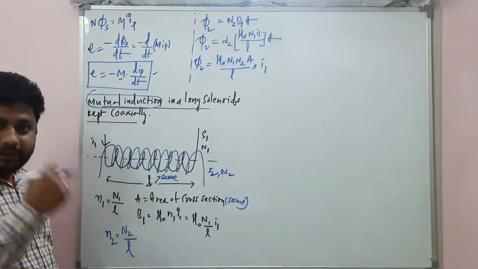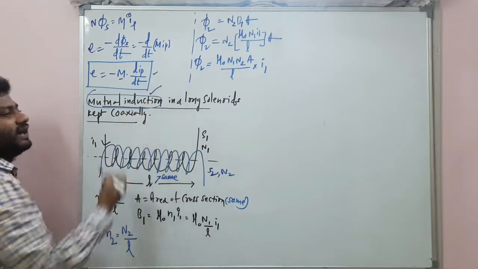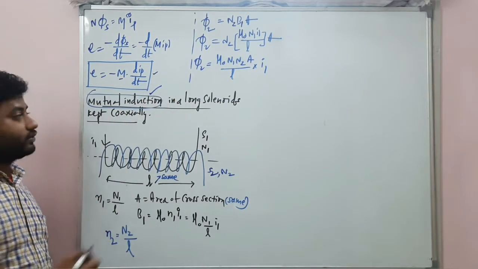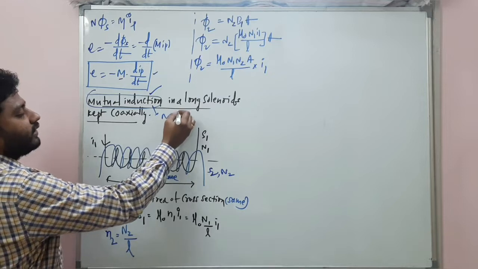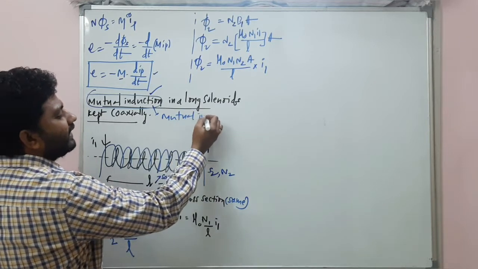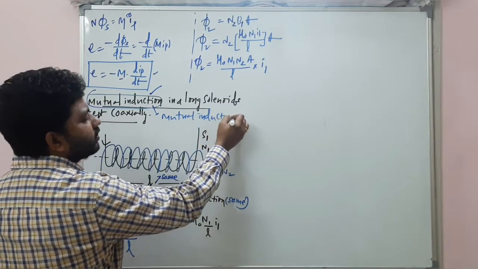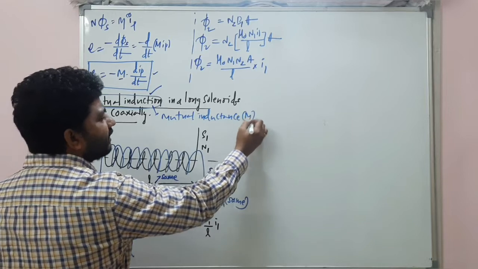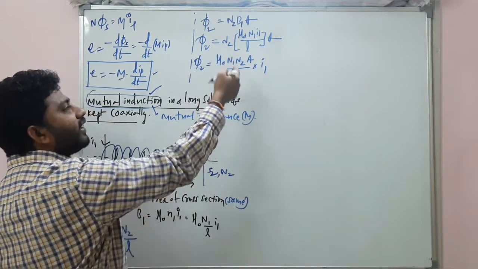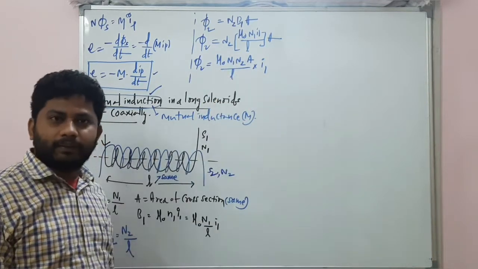Right? What is our aim? Our aim is to find the mutual induction, or mutual inductance, my dear students. Mutual inductance is denoted with the symbol M. How can you find M from this equation?